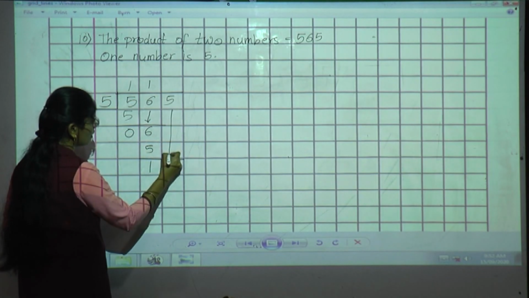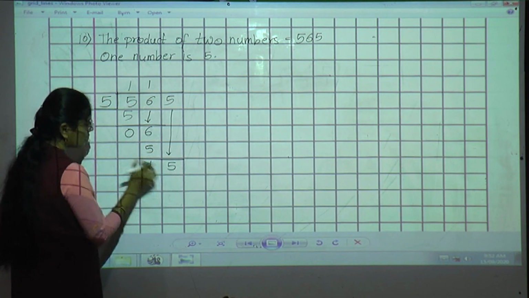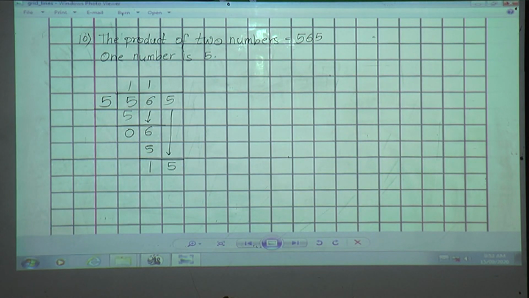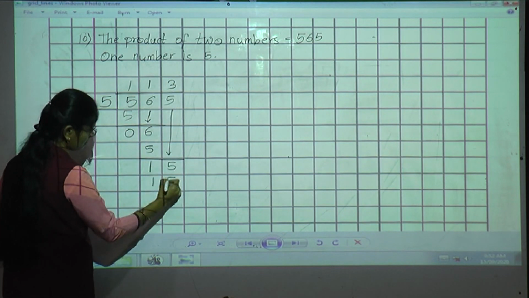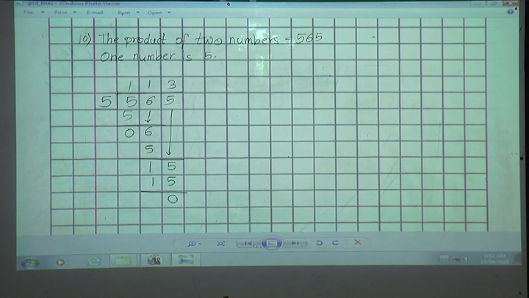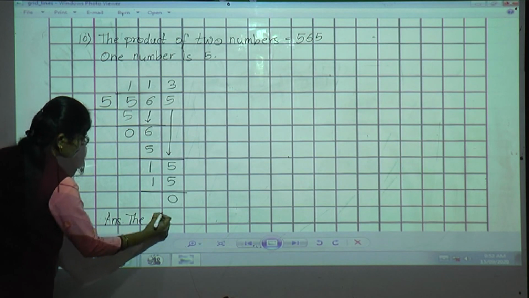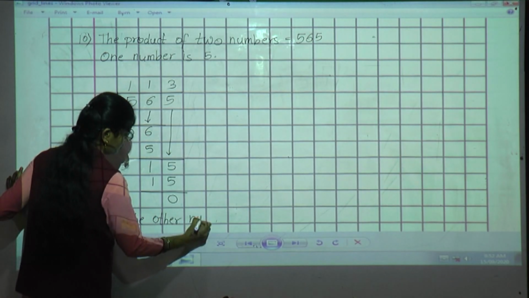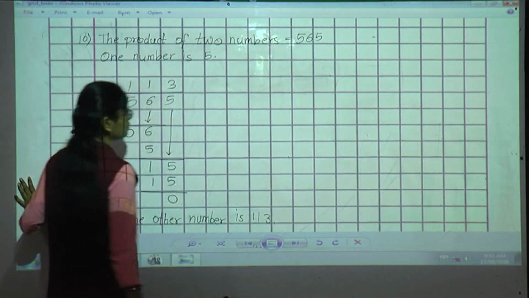In the next step, at the ones place which number is there? 5 is there. So take that 5 down. Then here we got 15. Now 15 by 5. See the table of 5. In the table of 5, is 15 there? Yes. 5 3s are 15. Now 15 minus 15, 0. So what is the answer? Here the answer we got is 113. Okay. So here we can write the answer: the other number is 113.